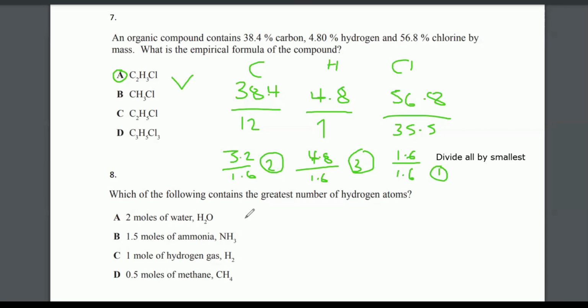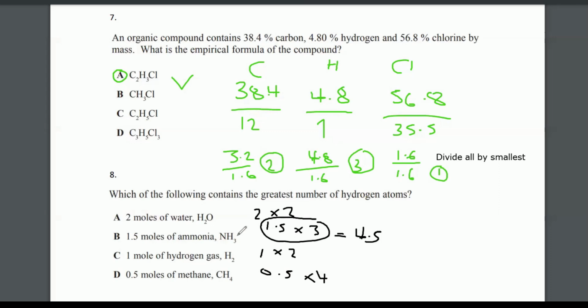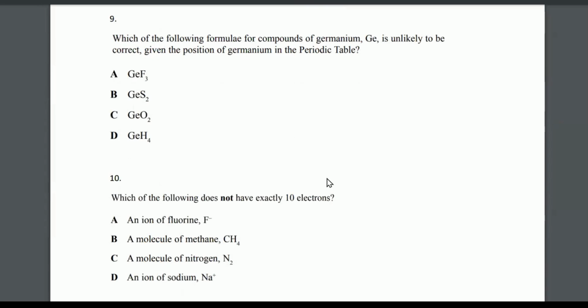Which of the following contains the greatest number of hydrogen atoms? Okay, so we've got moles of everything and we've got the formulas. So we can just times the moles by the number of atoms in the formula. So we can just do 2 times 2 is 4. 1.5 times 3, that's 4.5. 1 times 2 is 2, and 0.5 times 4 is 2. So it's going to be 1.5 moles of ammonia will have the largest number of hydrogen atoms.